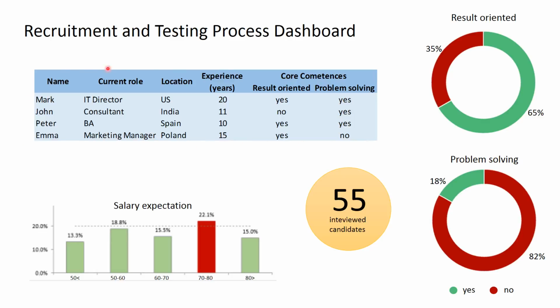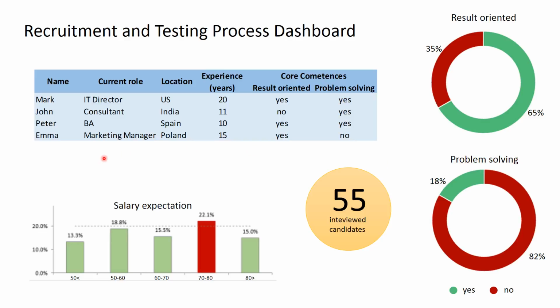We have several columns regarding the information. This is the candidate information, and we have two columns here with result-oriented and problem-solving, based on the yes/fail figures that we can find here. So we can say that 65% of the candidates are result-oriented and 18% are problem-solving oriented.